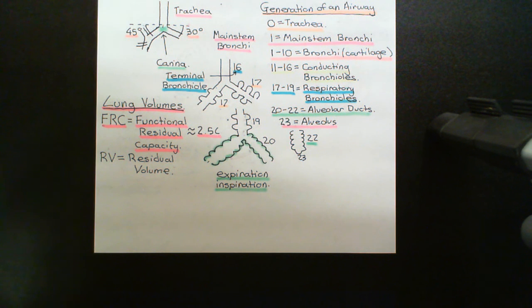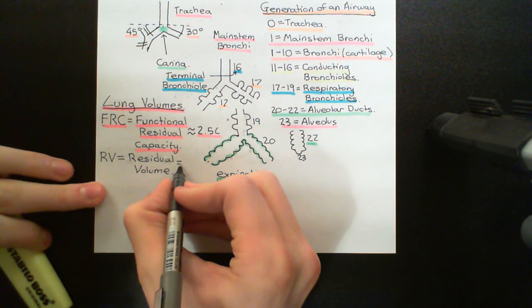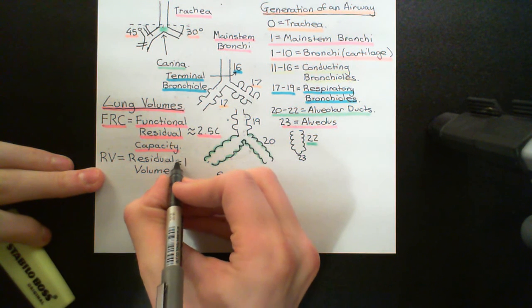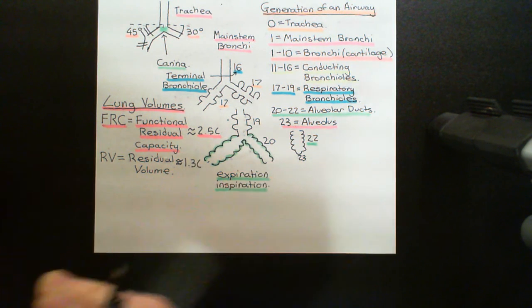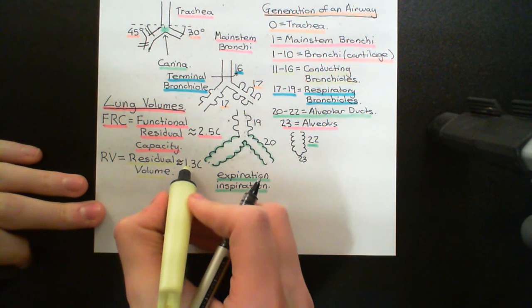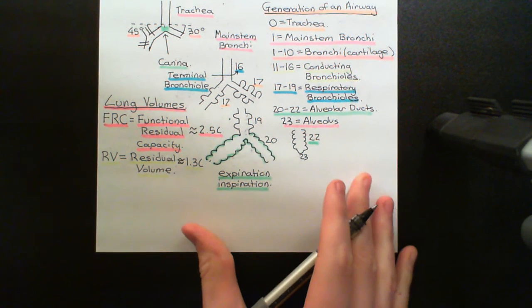So breathe out as far as you can. Breathe as much air out as possible. The amount of air that you will have left over in your lung after that is what is meant by the residual volume. And this again is approximately equal to 1.3 litres. So 1.3 litres of the functional residual capacity is made up by the residual volume.